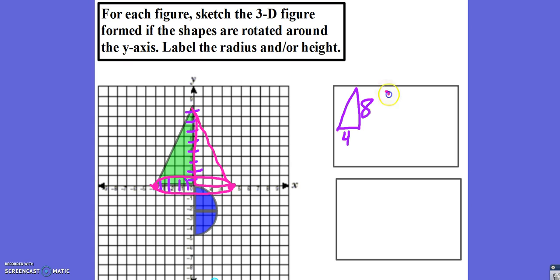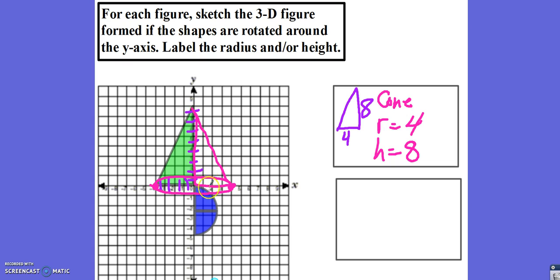Based on this, we know rotating a triangle will give us a cone. The radius is going to be the bottom of that triangle, which we already determined to be 4. The height is the long side of that triangle, which we determined to be 8. So the height connects the circle base up to that apex.